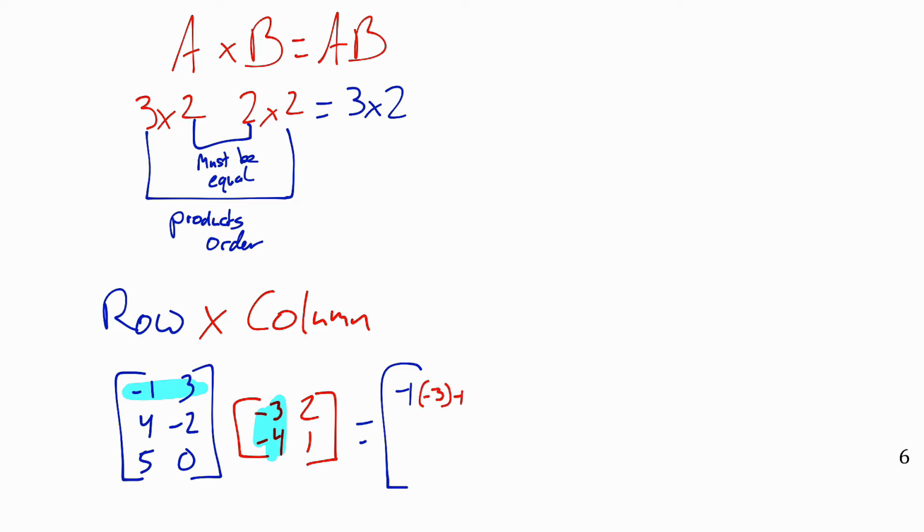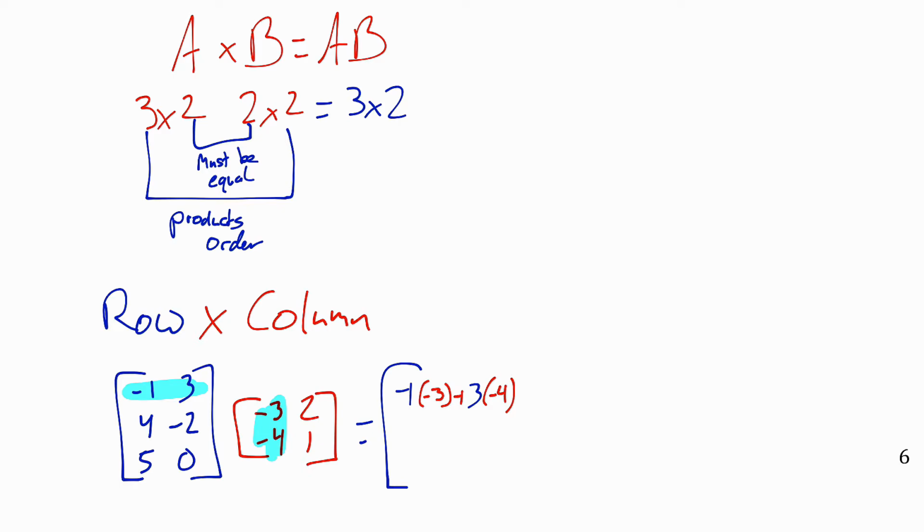And then we're going to add it to the second row, or the second term in that row, by the second term in the column that we're multiplying it by. So we're going to do 3 times negative 4. So we got plus 3 times negative 4. And the sum of that is going to be the input in row 1, column 1 of our final matrix.